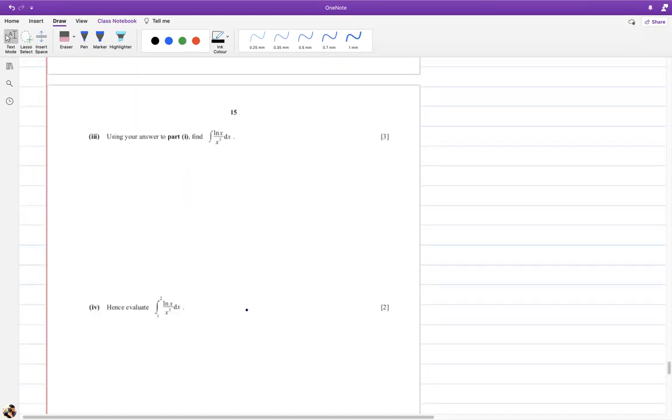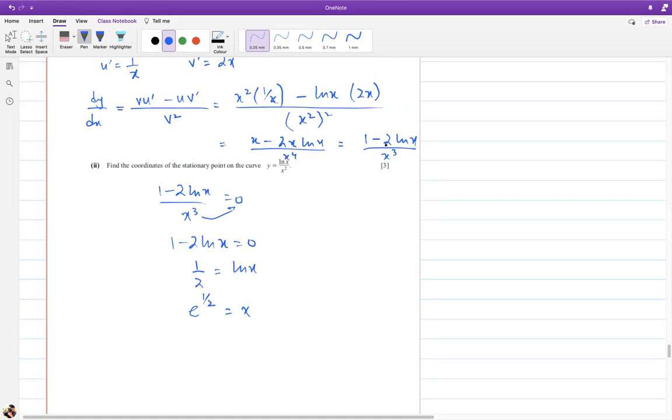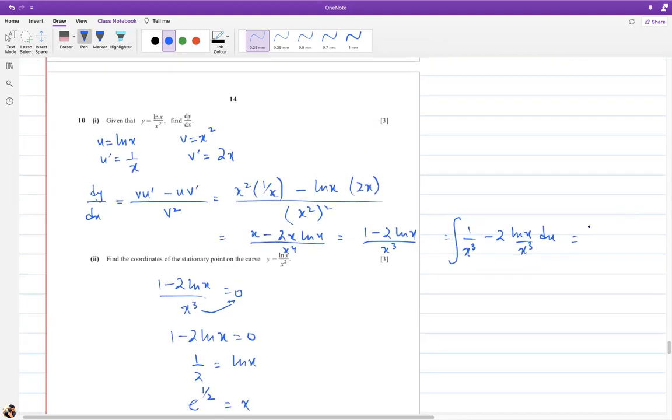All right. Using your answer to part 1, find the integral of ln x over x cube. Do I have ln x over x cube? I actually do. Do you see this thing? Ln x over x cube, I already have that there, which basically means that I have, let me break it down, 1 over x cube minus 2 ln x over x cube. What is this telling me? This is telling me that if I take integration of this thing, then I will end up with ln x over x squared plus c, obviously. That's what it is telling me.